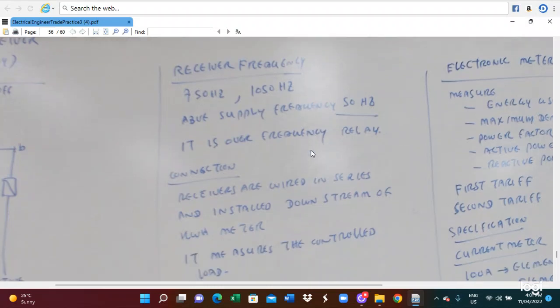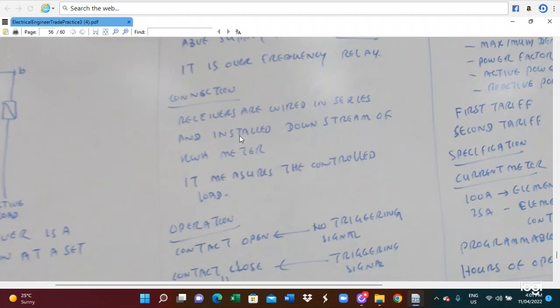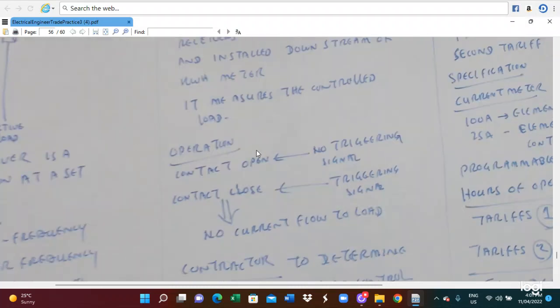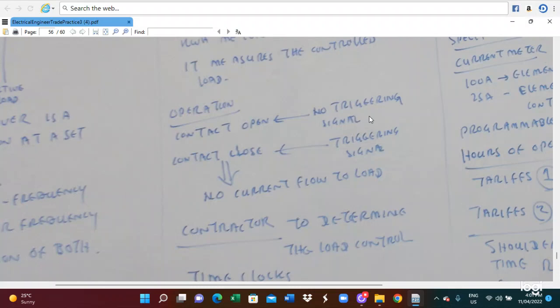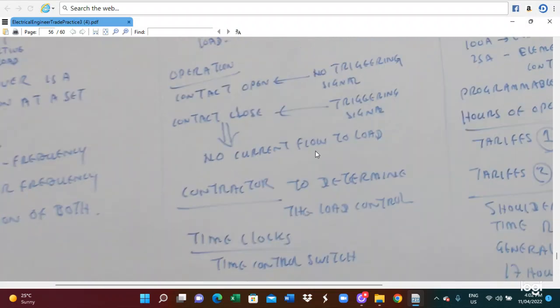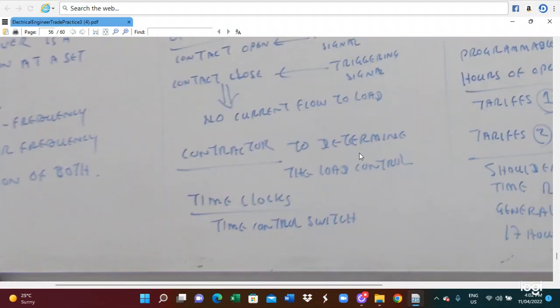The receiver requirement is 750 Hz to 1050 Hz. When the supply frequency of 50 Hz is over, the frequency relay is operated. The connections of the receiver are wired in series and installed downstream of the kilowatt hour meter, so that it measures the control load. The operation is contact open when there is no triggering signal. When the trigger signal is received, the control contact will be closed, so that no current flows to the load. So the contactors determine the load control, and the time clock is a control switch.